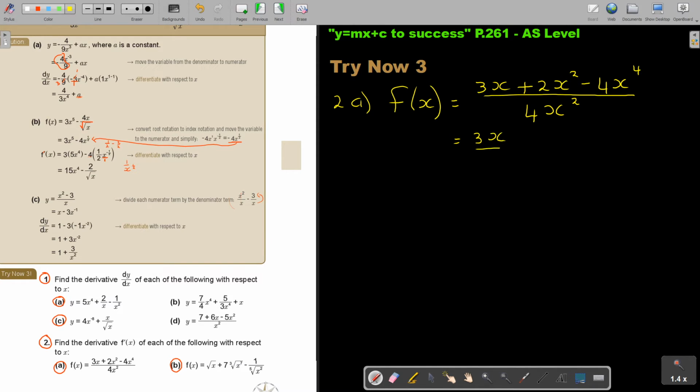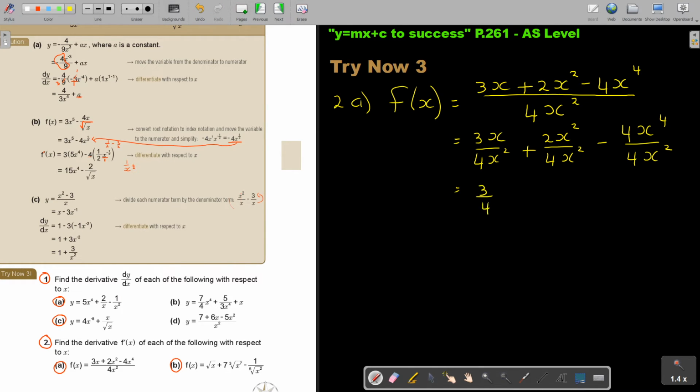So it's 3x over 4x squared plus 2x squared over 4x squared minus 4x to the power of 4 over 4x squared. Okay, so now I'm going to see what happens after I did that. Okay, so let's just quickly see. So in this case, I'm getting 3 over x. Now, just because I'm already with a few examples, I can now just write it like this.